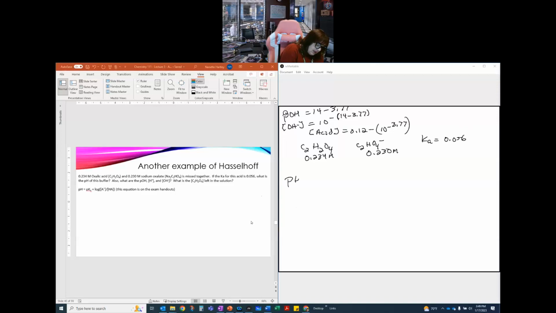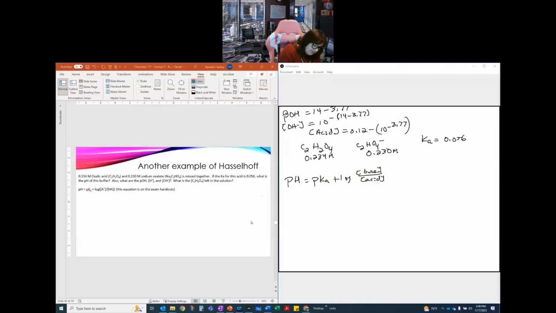So pH equals pKa plus the log of the base over the acid. And I'm just going to check my exam handouts. I think that the Henderson-Hasselbalch equation, pH equals pKa plus the log of the base over the acid, is included, so you don't need to remember it. I do, but you don't need to.